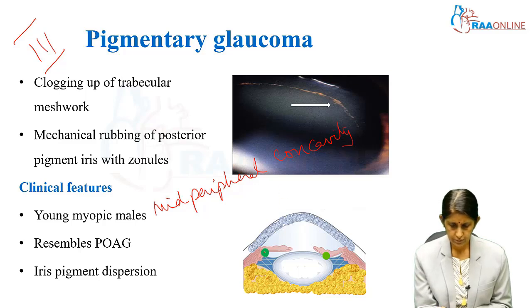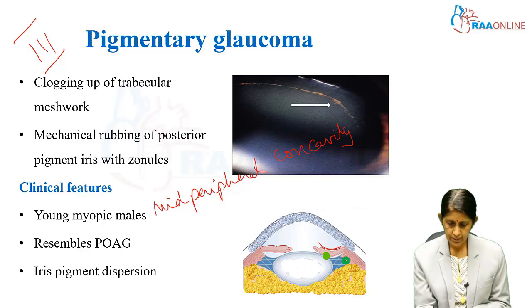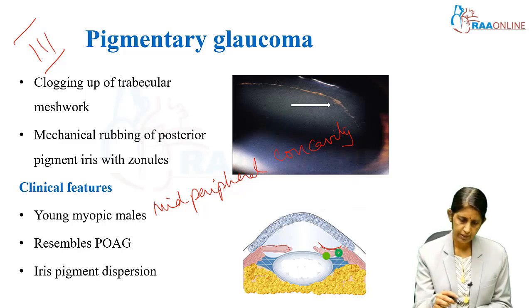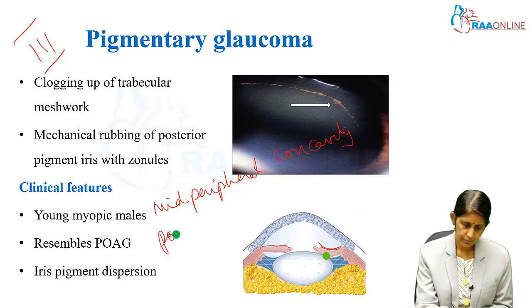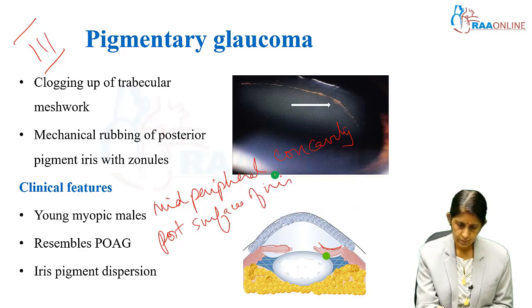This is the normal structure of the iris. As you can see here, this is the normal structure of the iris. But what do you see here? You see here that there is a concavity. The iris has undergone a concavity. So, this concavity is causing the posterior surface of the iris to constantly rub against the zonules.